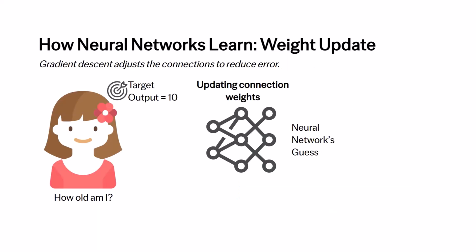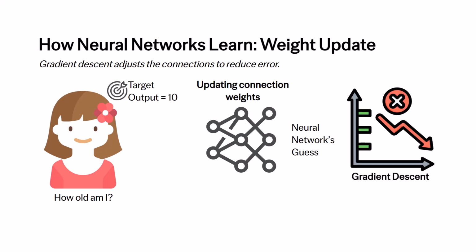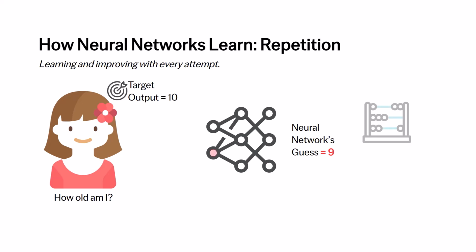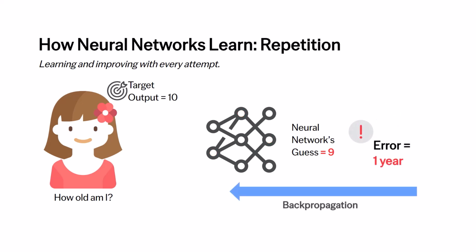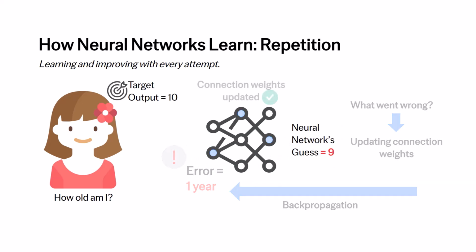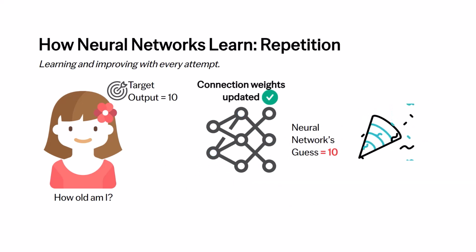Weight update. The network adjusts its weights, much like the child adjusting their throw, to minimize the error. This adjustment process uses a method called gradient descent, which systematically tweaks the weights in the direction that reduces the error the most. Repeat. This entire process is repeated many times with different data. Each time, the network gets better at making accurate guesses, just like the child improves with continued practice.